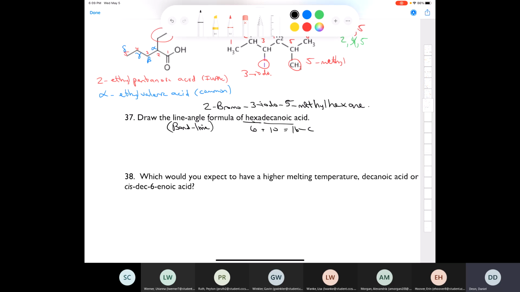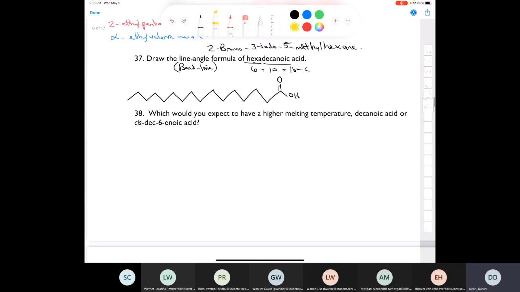Let's give it the old college try. 1, 2, 3, 4, 5, 6, 7, 8, 9, 10, 11, 12, 13, 14, 15, 16. And there you have it, my friend. That's hexadecanoic acid. So this would be considered a fatty acid, wouldn't it? It's got this big hydrophobic tail over here, polar head group. There we go, a fatty acid.